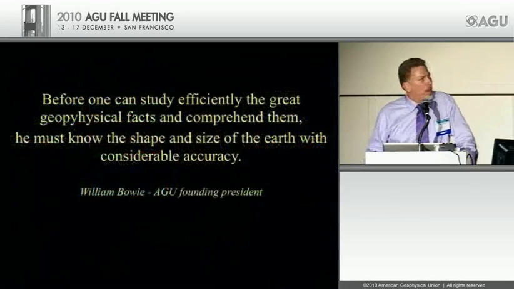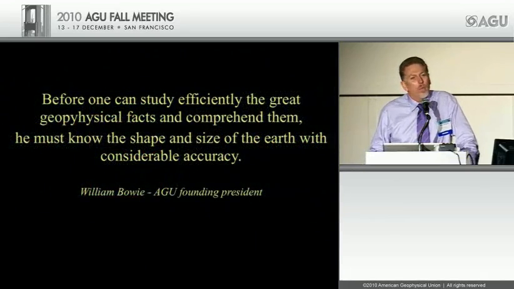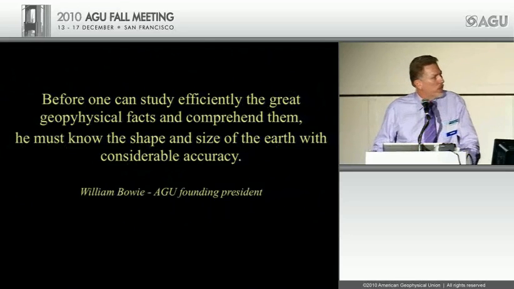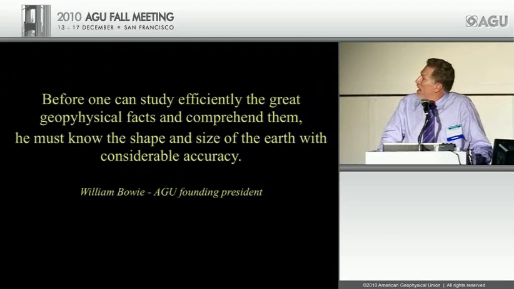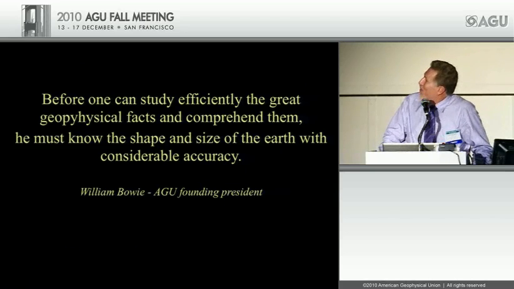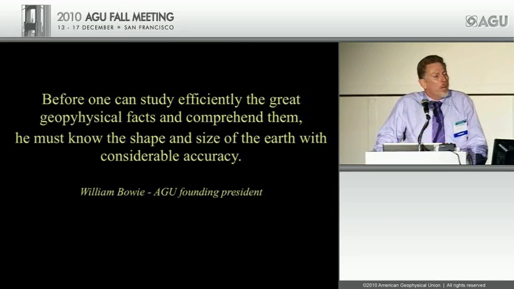And I'll end with basically a quote from William Bowie, which the lecture was named after. "Before one could study the efficiency of the great geophysical facts and comprehend them, he must know the shape and size of the Earth with considerable accuracy." We've come a long way since Bowie initiated AGU, and our accuracy is increasing. We're looking at larger areas. Our questions keep on expanding, and it's an exciting time.